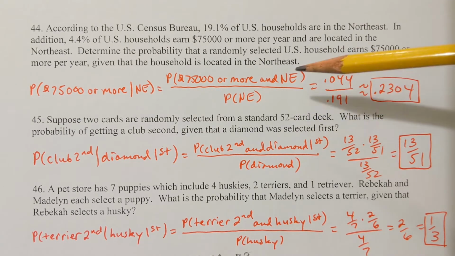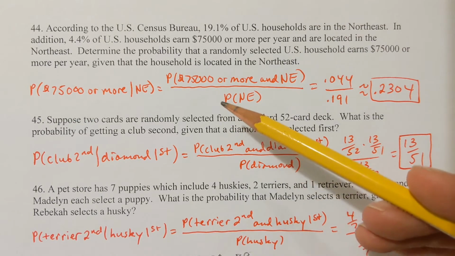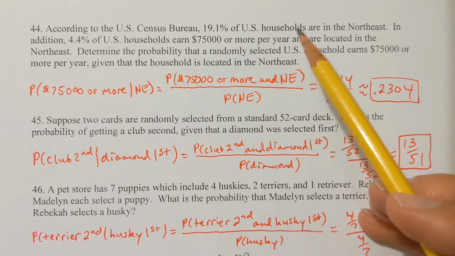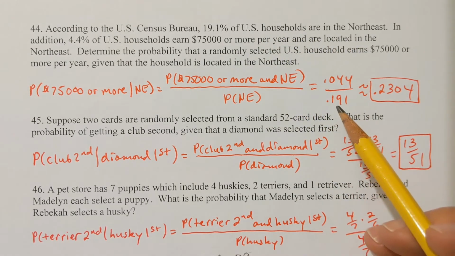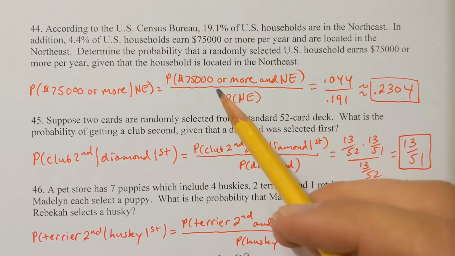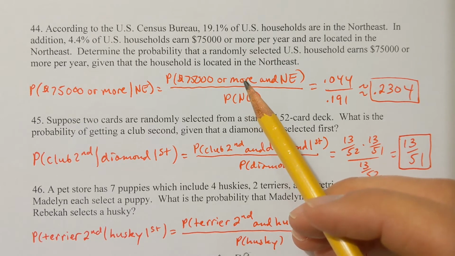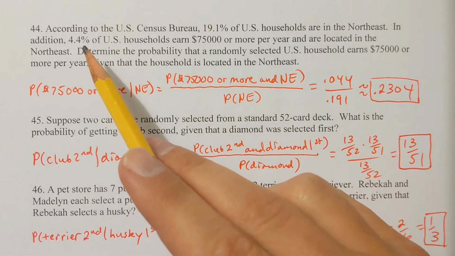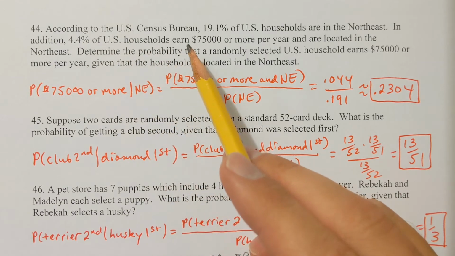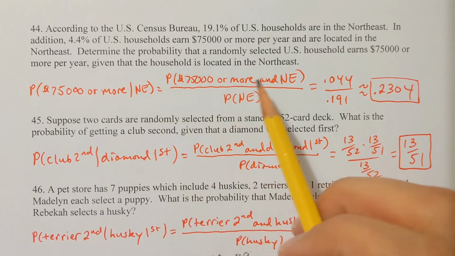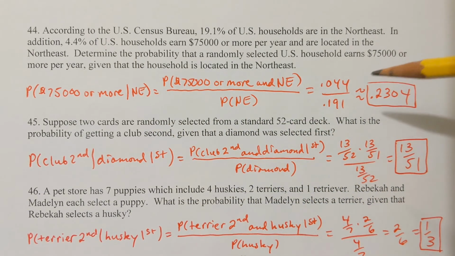And I'm told these two things here. So the probability of the household being located in the Northeast, well, 19.1% of U.S. households are in the Northeast. So 0.191 goes in the denominator. The probability of it earning $75,000 or more and located in the Northeast, well, that's this statement here, right? 4.4% of U.S. households earn $75,000 or more and are located in the Northeast. So 0.044 divided by 0.191 is approximately 0.2304.